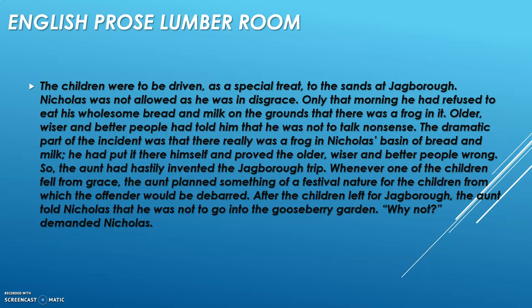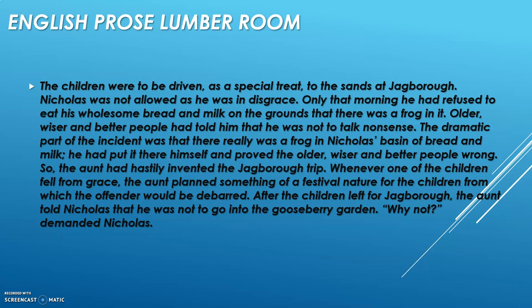Whenever one of the children fell from grace, the aunt planned something of a festival nature for the children from which the offender would be debarred. Now, what does she do? She often did one thing. Whenever such a problem occurred, whenever a young child became so disgraced, so unhappy or so disobedient, she used to arrange a trip to teach a lesson to such children. Now, the same trick she played, and she arranged a trip to the Jagborough garden, and she stopped the offender.